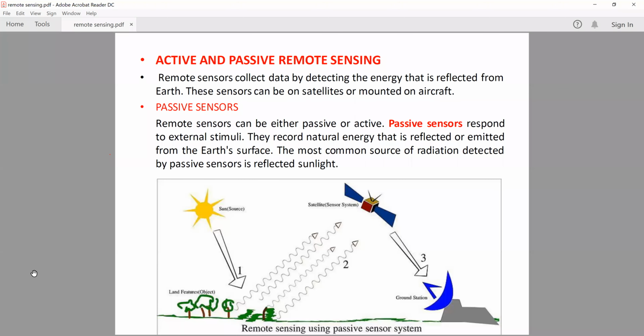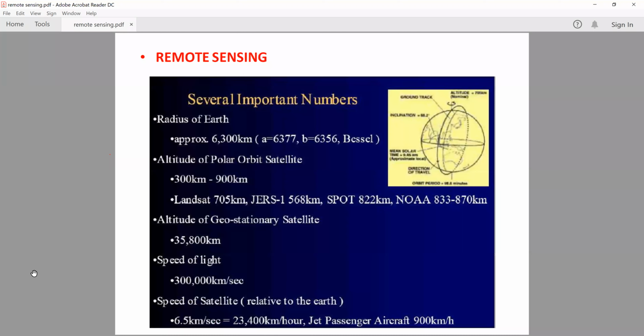They've also given you altitudes of different satellites, Landsat, and others, which we'll talk about at the end. And you can see that their altitude is very small compared to geostationary satellites and the GPS satellites.